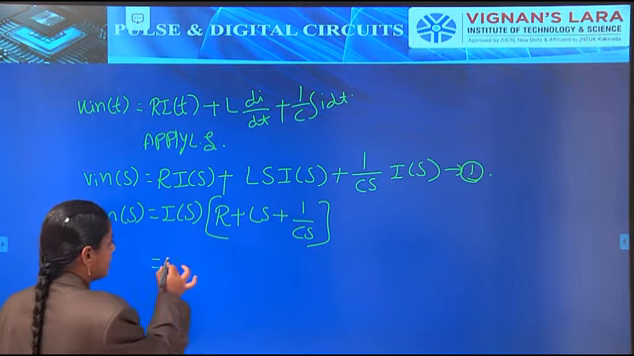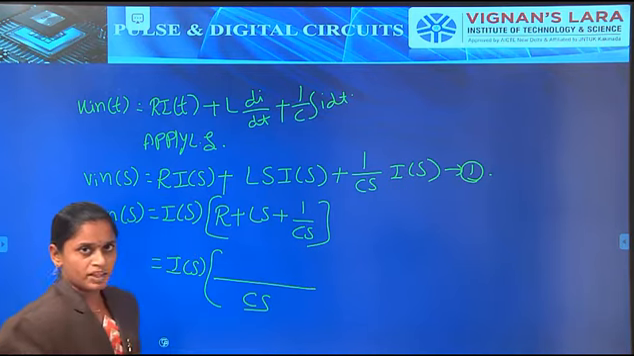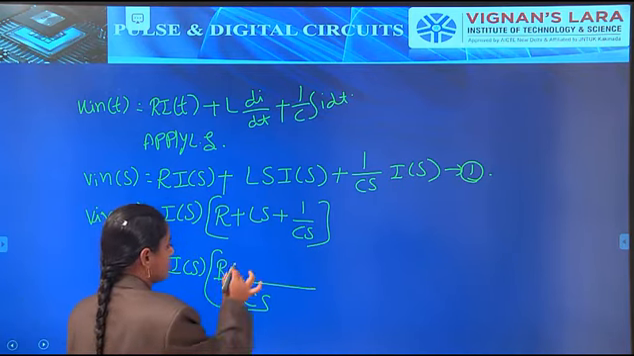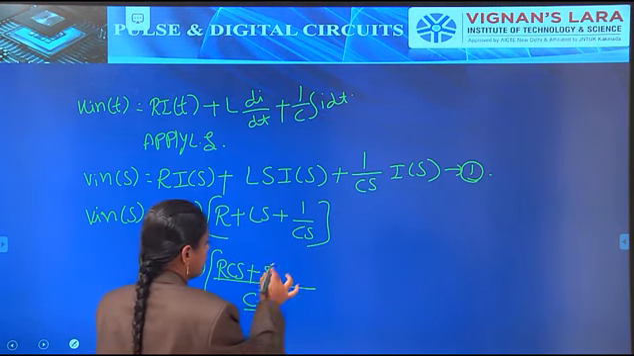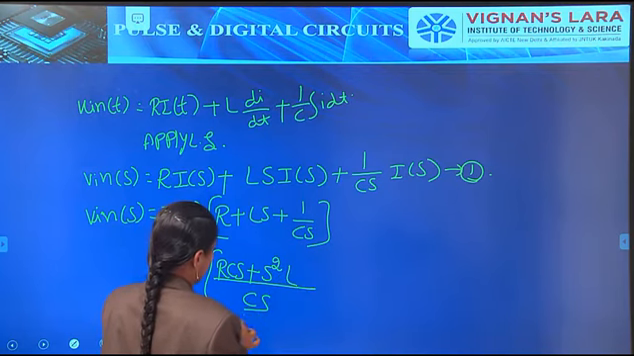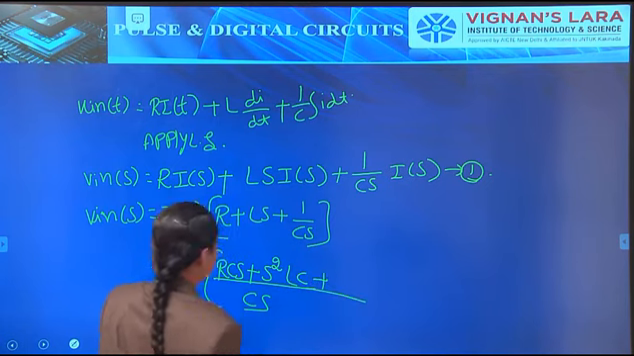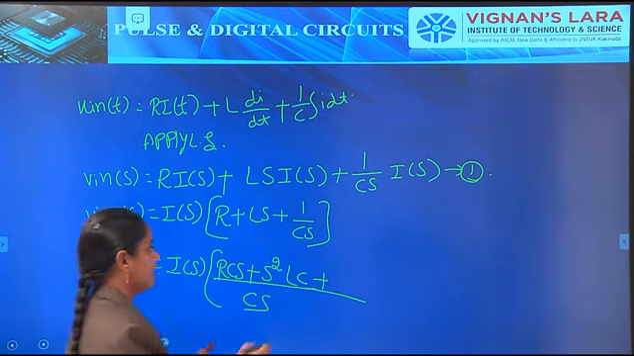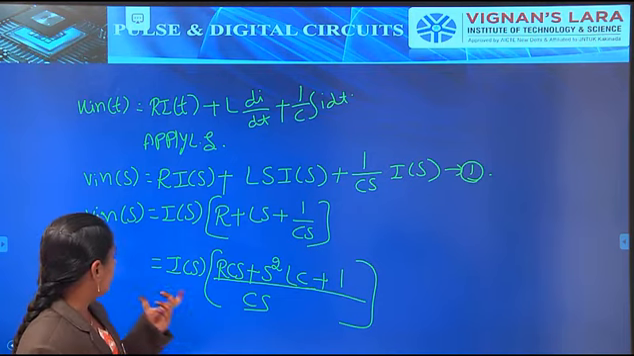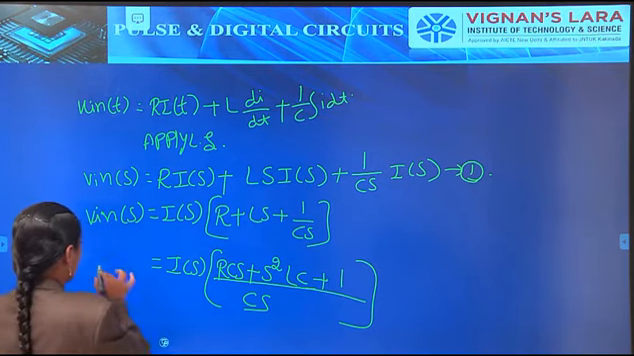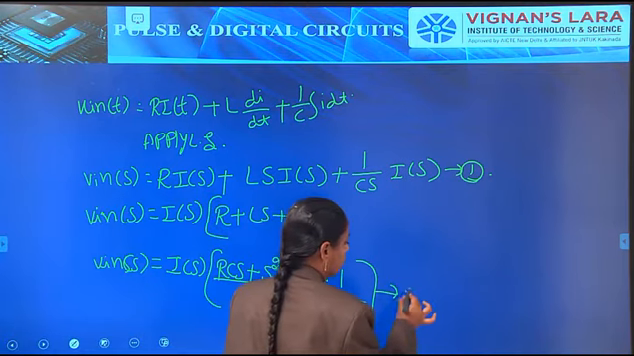Taking Cs in the denominator, the terms become I of S over RCs plus Ls into Cs, that is S square LC, plus 1. So this is taken as equation number 2, that is V of S equals I of S times this expression.